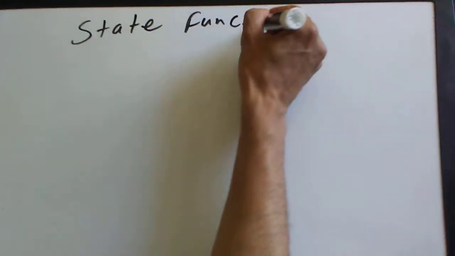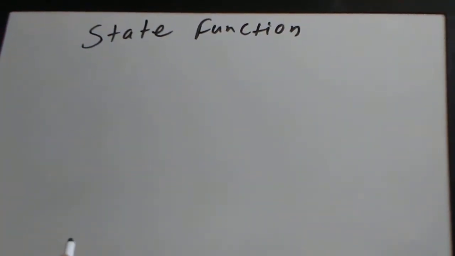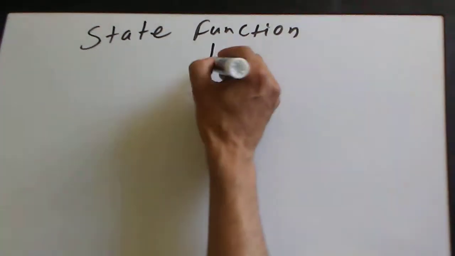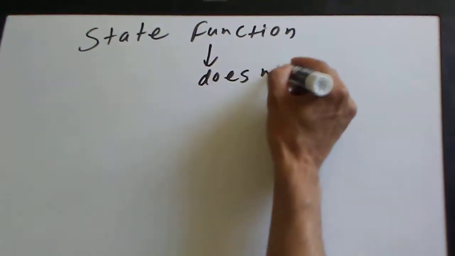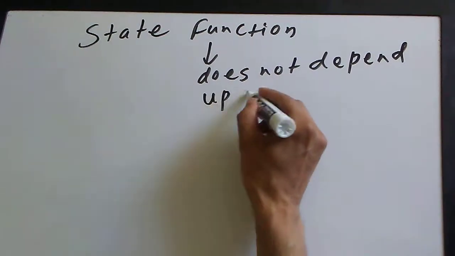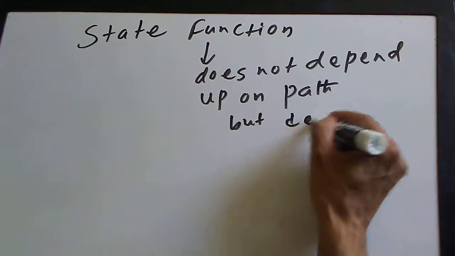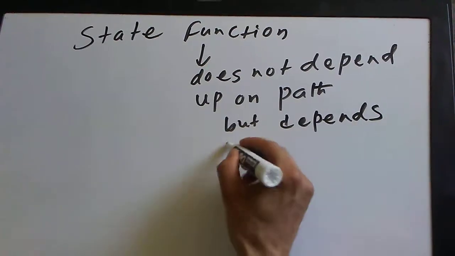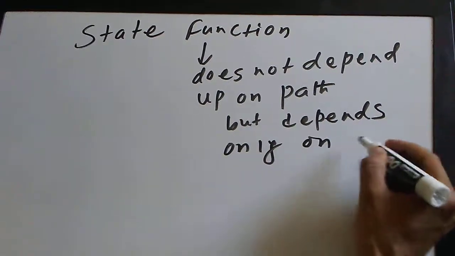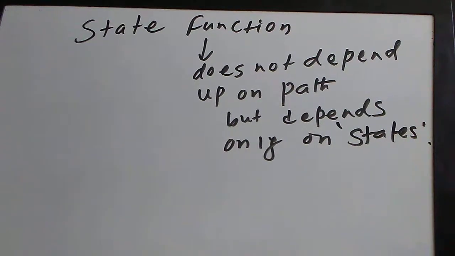Going to talk about the state function in thermodynamics. State function. Any property that does not depend on the path, but depends only on the initial state and final state, is called the state function.